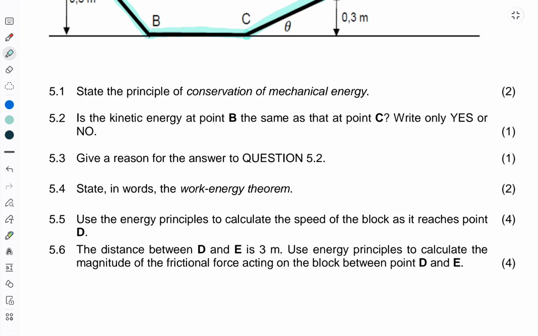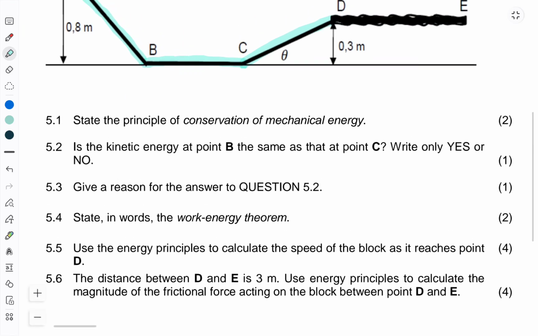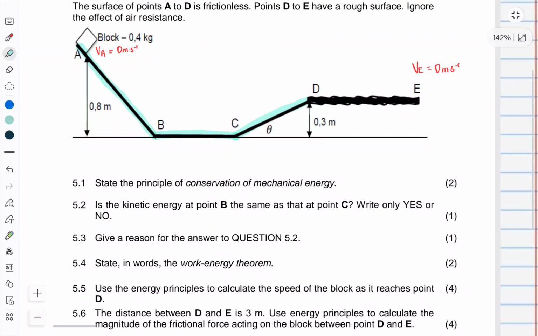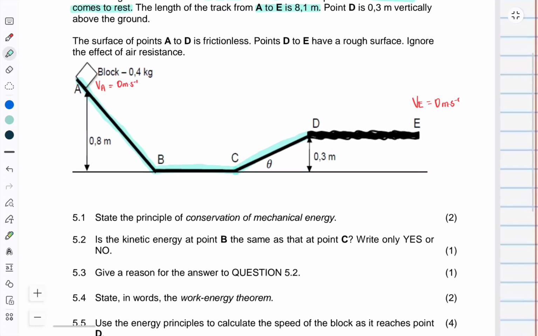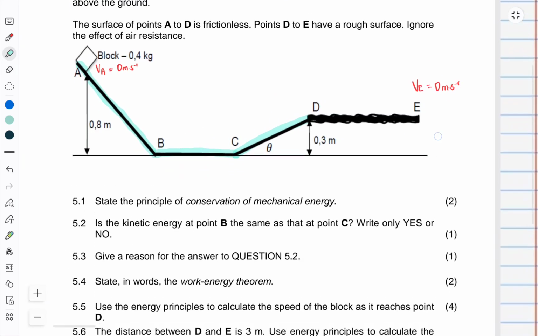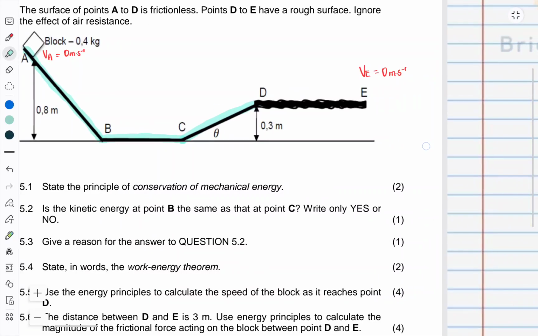Of course, you might forget a few of those, but try to know all of them, especially the ones usually used the most, like Newton's laws, the principle of conservation of mechanical energy, frictional force, and so on. All those definitions, you must know them off by heart, and then you'll be able to get an easy 13% in that paper, or you are more likely to get the whole 13%. So 5.1, we are asked to state the principle of conservation of mechanical energy.